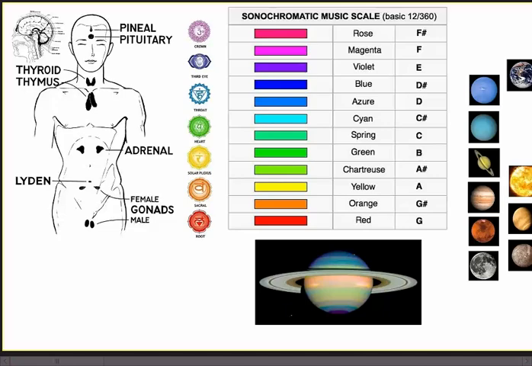And here is a depiction of the human body with the 7 major glands that produce the hormones of the body. With what is called the male and female gonads, testes or ovaries. The testes are really just descended ovaries. The Leydig, the adrenal gland, thyroid and thymus, the pituitary, and the pineal gland. These 7 gland systems produce the hormones of the body.